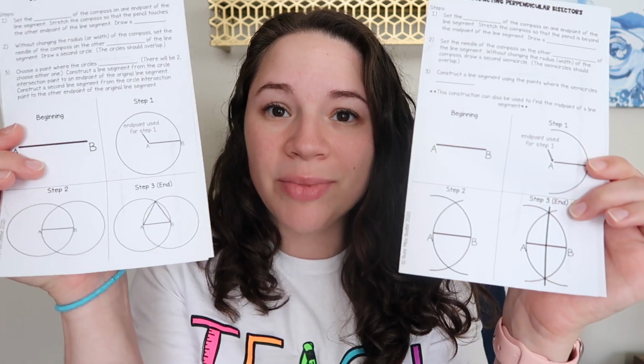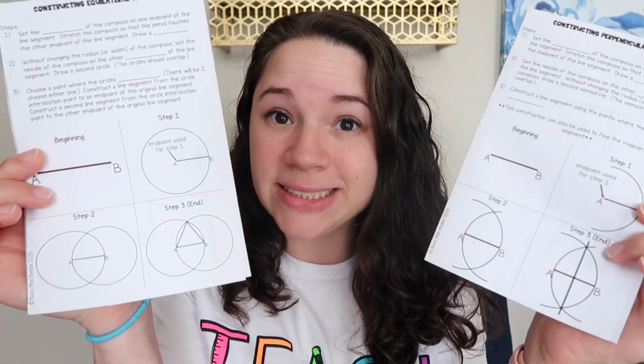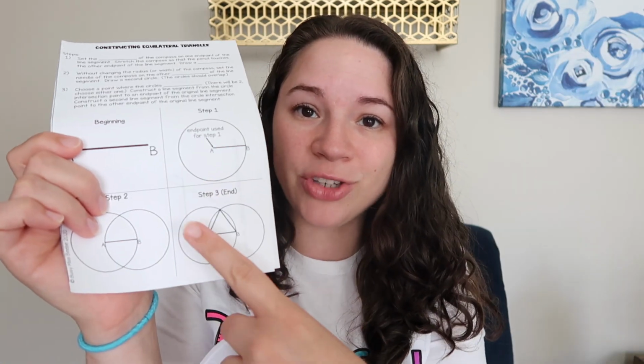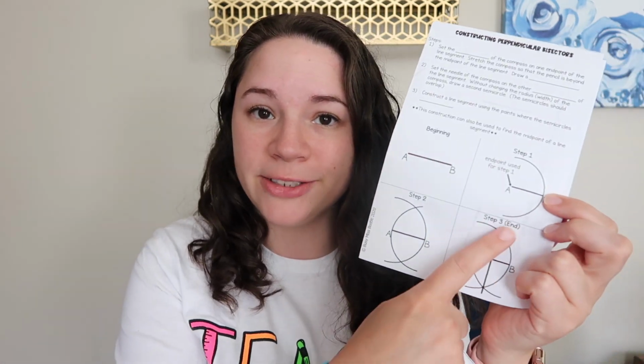So I start with the equilateral triangles, and in the same lesson on the same day, we also do perpendicular bisectors, because the constructions for these are basically the same thing. The only difference is instead of connecting to make a triangle, for the perpendicular bisectors, you're making a perpendicular line. So I show them how they're the same, and it makes it a little bit easier to differentiate between them because there's just a very slight difference at the end. But other than that, they're so similar, so it just makes it easy to lump these two together.